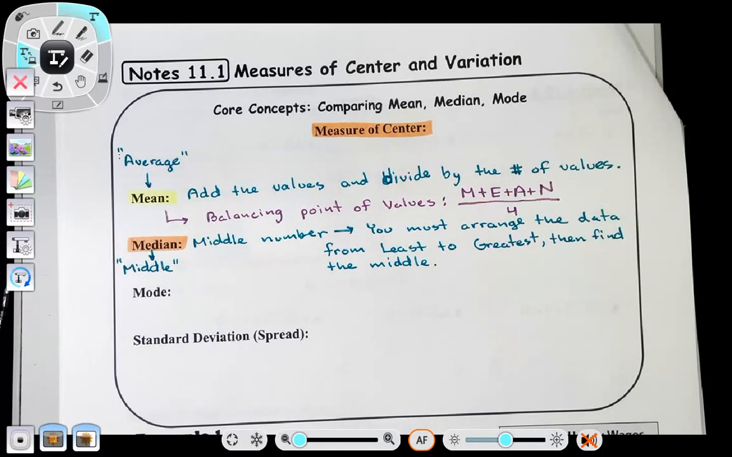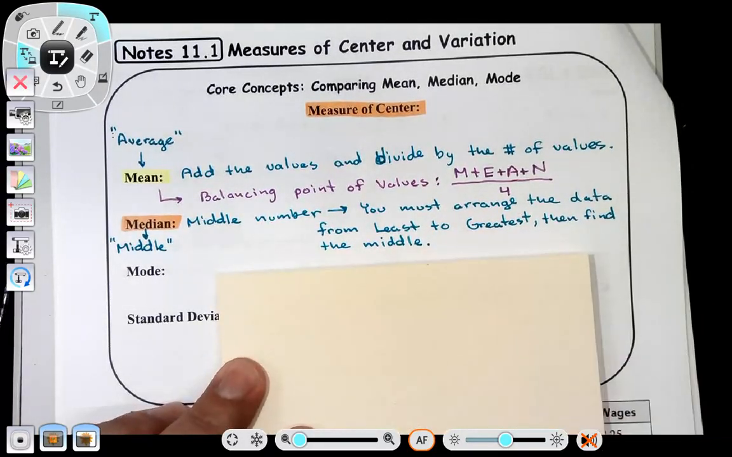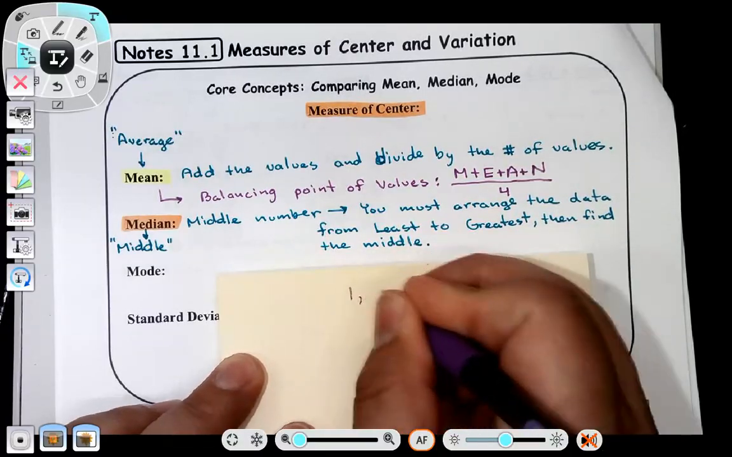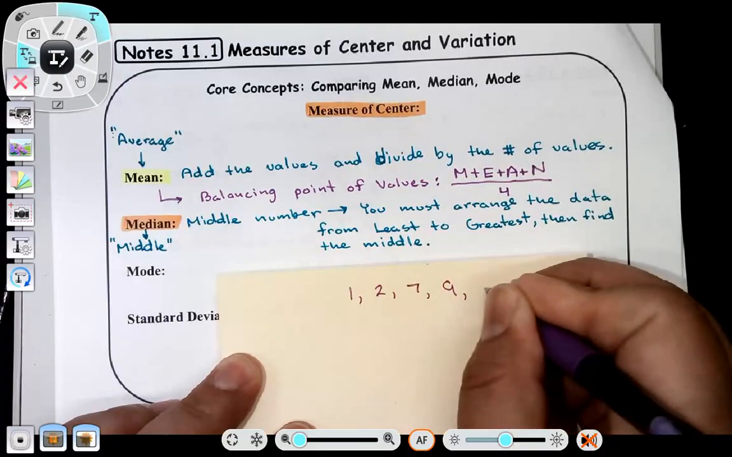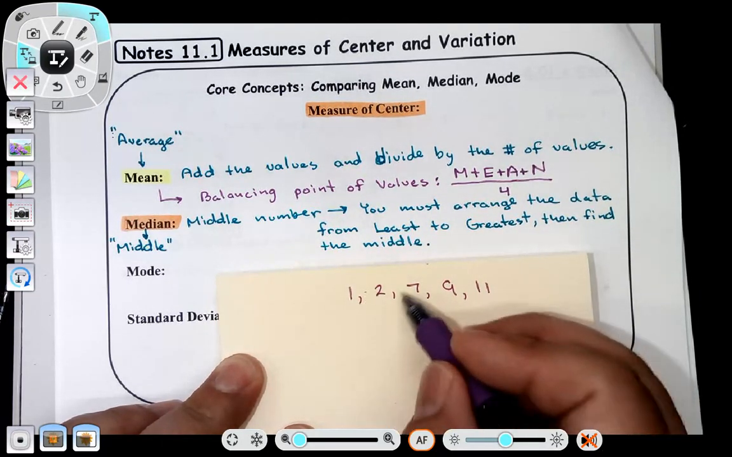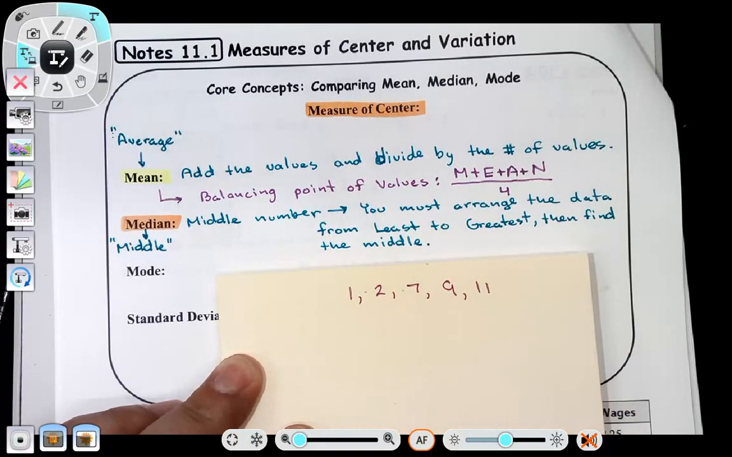But there is a catch, right? So let me show you a quick example. I know you're still catching up with the writing, so I'll just throw it here for those that are done. So if I give you a list of numbers, 1, 2, 7, 9, and 11, how many numbers is that right there? 5. If I were doing mean, I would add all of these together and divide by 5.